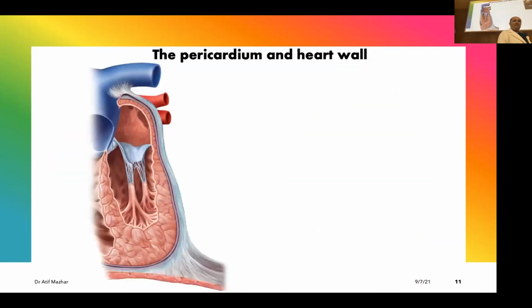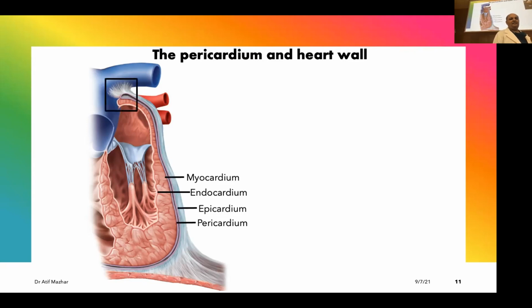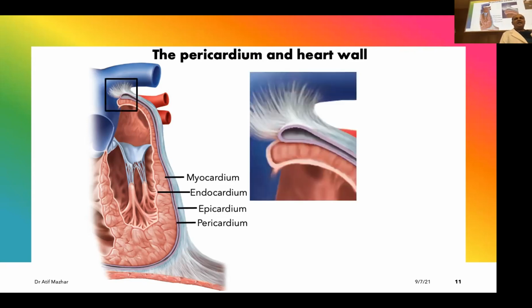Okay, now let's do a little bit. This is a little tricky slide. If you don't understand it, ignore it. But I'm showing you a heart that has been cut, and we are looking at its different layers. Labels are there. And then we are focusing at this angle. I made a cut here, and through this cut, I'm zooming in on this space, and you can see there's a fold.